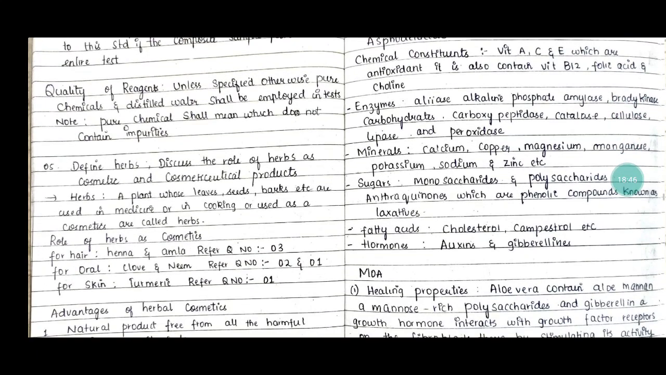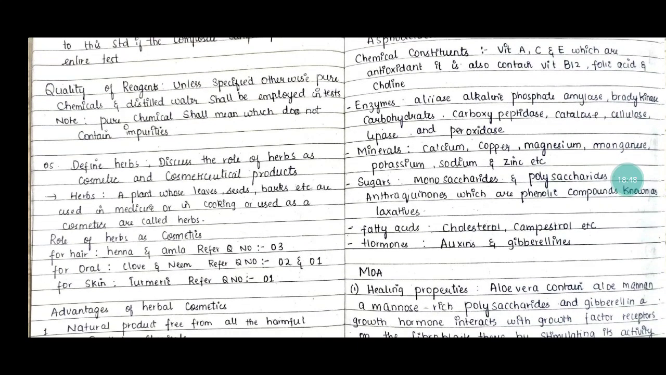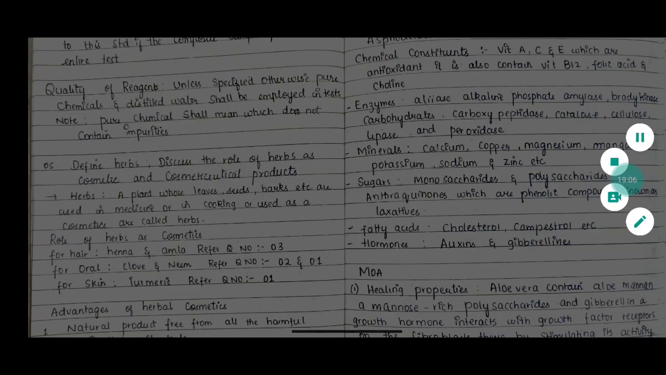So the next question will be question number 5. Define herbs. Discuss the role of herbs as cosmetics and cosmeceutical products. So the definition of herb: a plant whose leaves, seeds, bark, etc. are used in medicine or in cooking or used as cosmetics is called a herb.